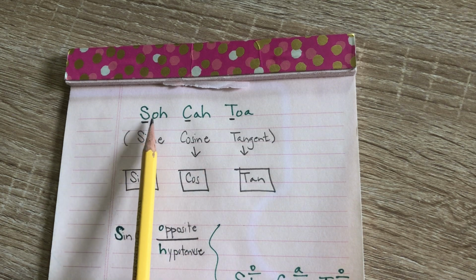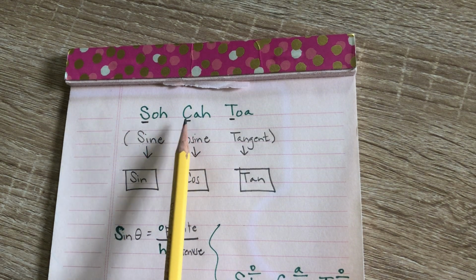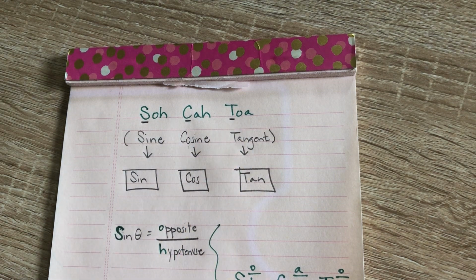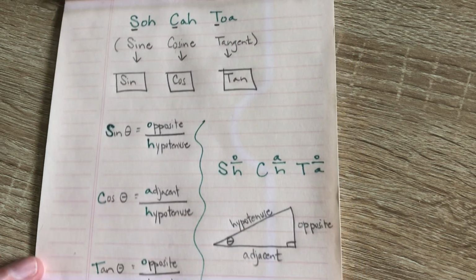The S in SO is short for sine, the C in CA is short for cosine, the T in TOA is short for tangent. And the O, the H, and the A are just shortcut ways of saying opposite side, adjacent side, and hypotenuse. Well, what the heck does that mean?